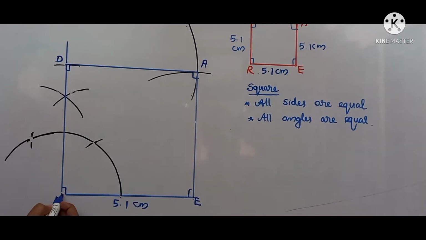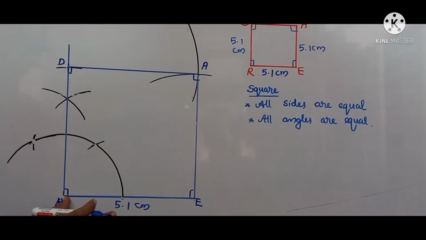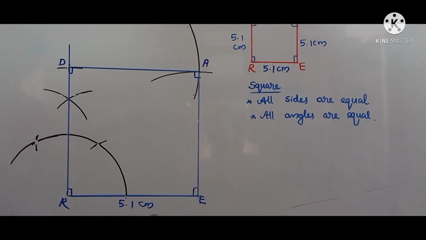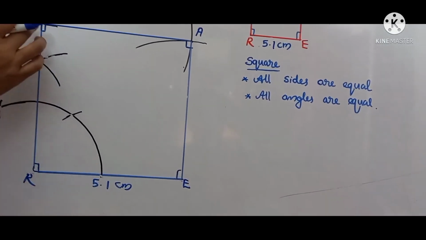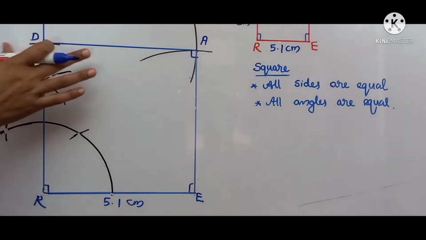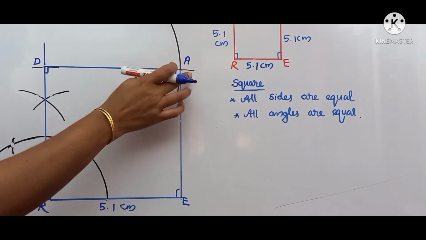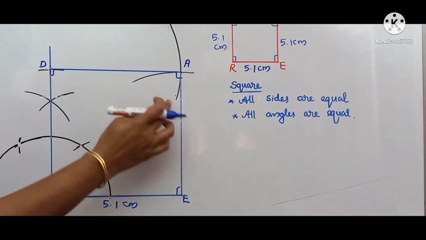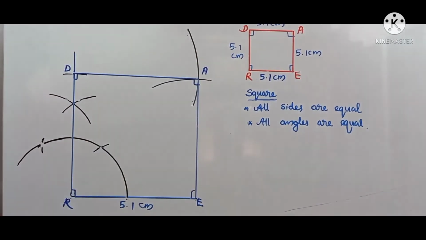Only one time we have to draw this angle 90 degrees, and taking this RE as compass width, pointing on R, drawing an arc, and after getting the point D, again without changing the compass width we have to find this point A. For that, draw an arc here, and pointing on E also drawing an arc, we are getting the point A.